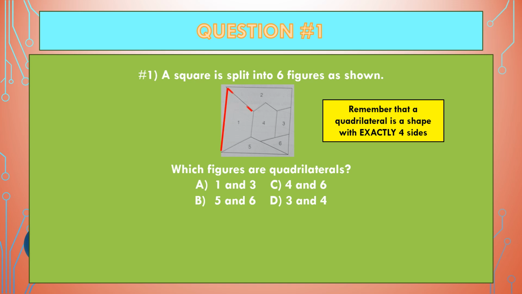1, 2, 3, 4. Okay, so figure 1 is definitely a quadrilateral. It has 4 sides. Let's take a look at figure 3. 1, 2, 3, 4. So figure 3 is also a quadrilateral because it has exactly 4 sides. So we're in luck. Our first answer choice is actually our answer. So it's A. If you need to pause your video so that you can trace the sides on figure 1 and figure 3 and then circle A as your answer choice, go ahead and do so now.